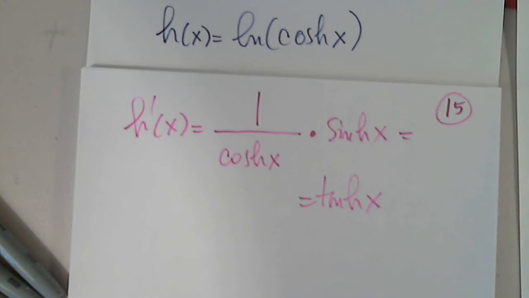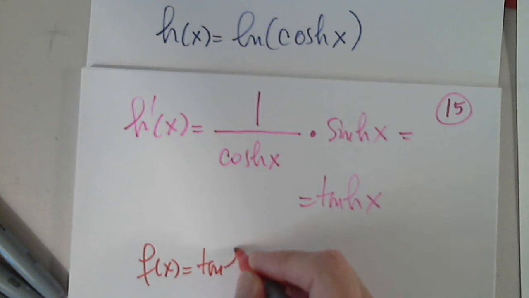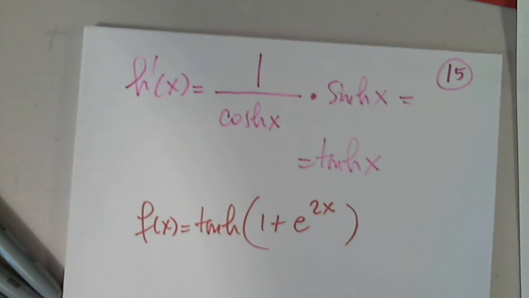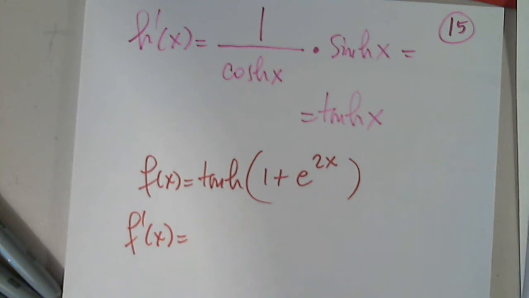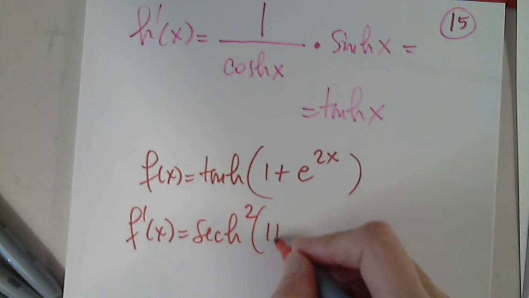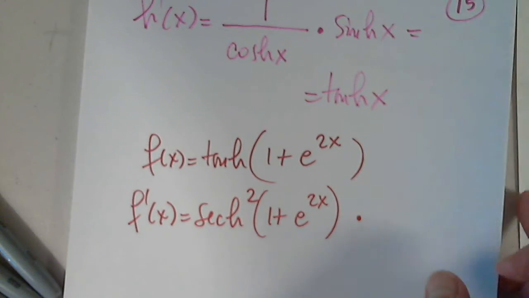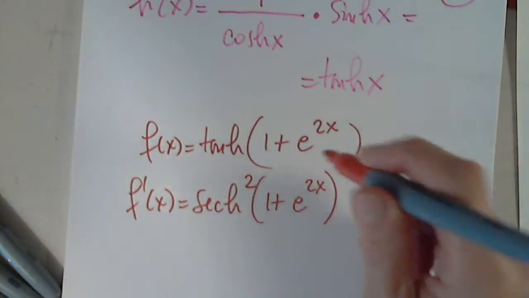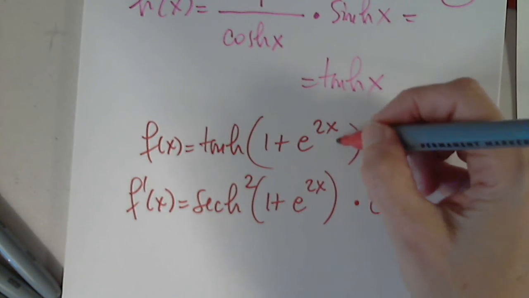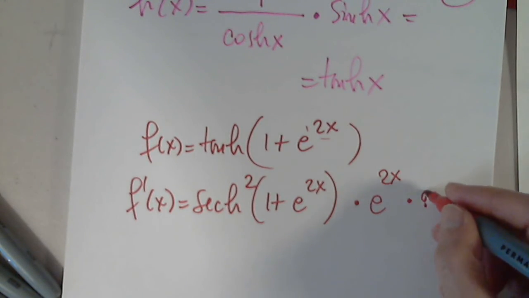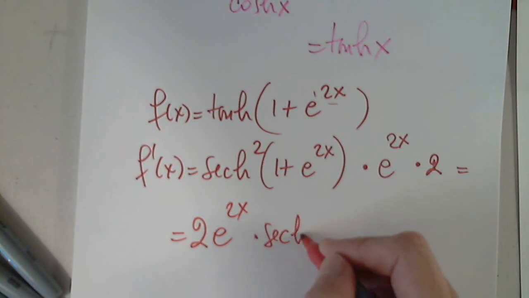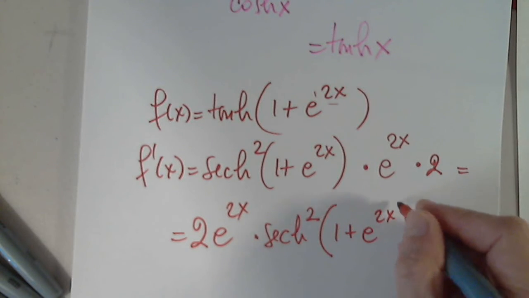Okay, let's look at f of x, hyperbolic tangent applied to 1 plus e to 2x. So I want to differentiate. And when I differentiate hyperbolic tangent, I have hyperbolic secant squared of the argument, but now multiplied by, because it's the chain rule, the inner function prime. And when I differentiate the inner function, I get 1 prime, which is 0. E to 2x prime is e to 2x multiplied by the inner function prime, because it's not plain x. So I have to multiply by 2. I'm going to put these two in front, and there is nothing else I can do. 2 e to 2x times hyperbolic secant squared applied to 1 plus e to 2x.